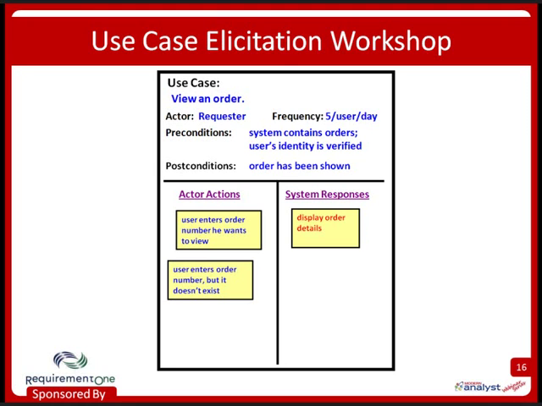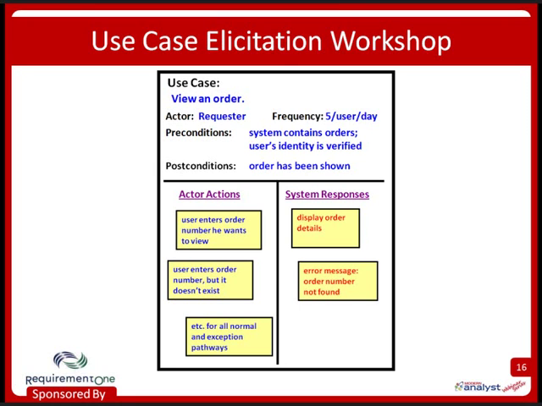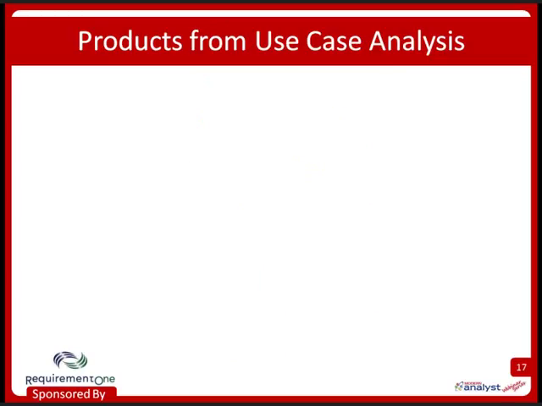So suppose you enter an order number, but it doesn't exist in the system. What should the system do? We need to think about that because unhandled exceptions are a very common source of missing requirements. So we decided very simply, well, we'll just show an order message, order number not found, which is just better than blanking out your entry and waiting for you to do something next. So we would go through this dialogue for all the normal and exception pathways we could think of to try to reach a rich understanding of how this use case might work in practice.